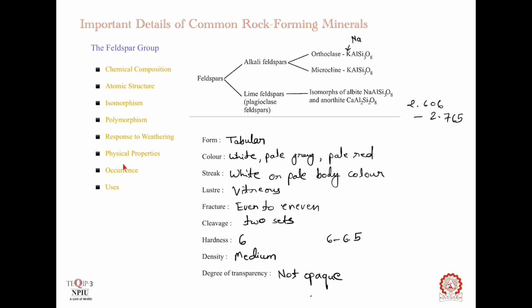Occurrence of feldspar groups. Feldspars or their products of weathering are noticed in all three groups of rocks, that is igneous rocks, sedimentary rocks and metamorphic rocks. Now we come to the uses of feldspar group minerals.